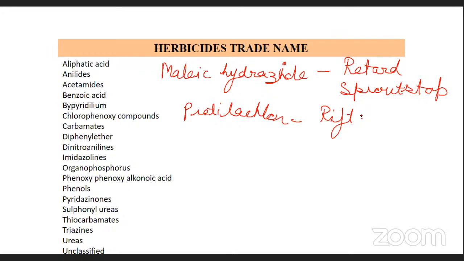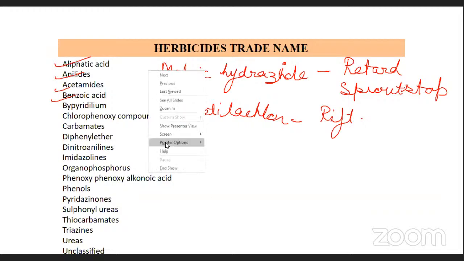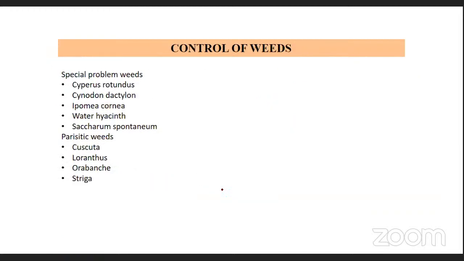Over here I have categorized them in groups so that it will be easier for you all to learn. Maybe today in one day you can learn the aliphatic acid group, enolates, acetamides, benzoic acid, and the trade names of those herbicides are also to be learned. Now we will be focusing on the control of special problem weeds; this we will discuss later.